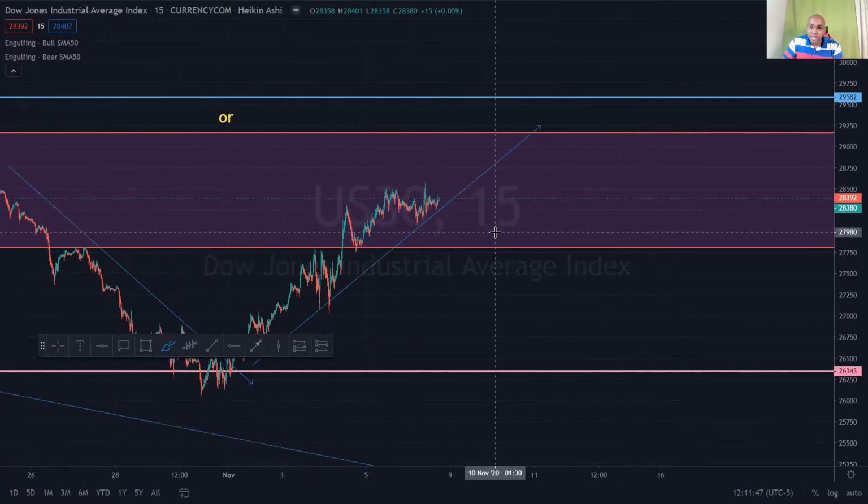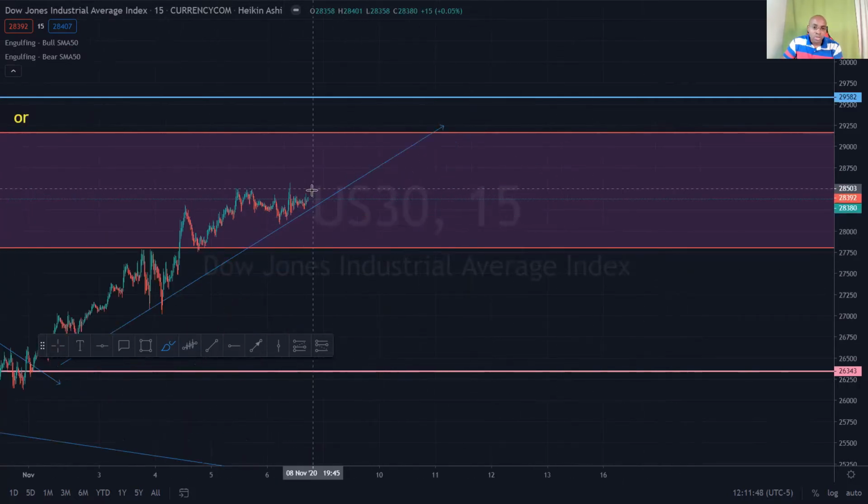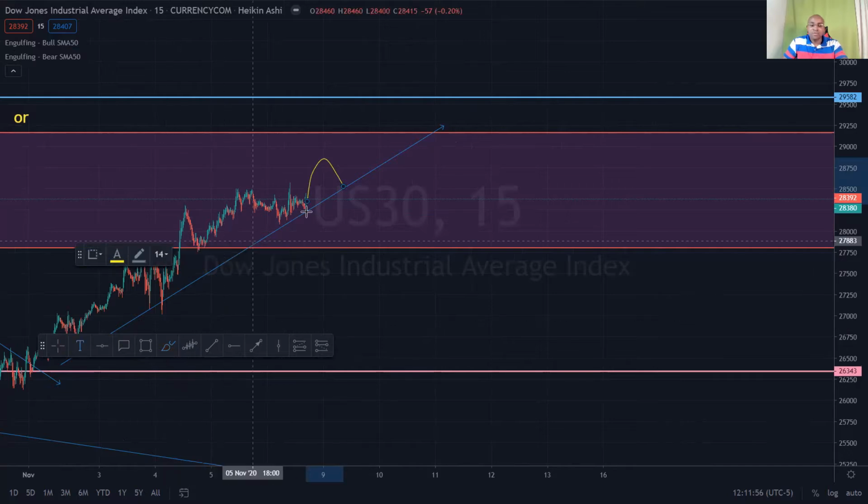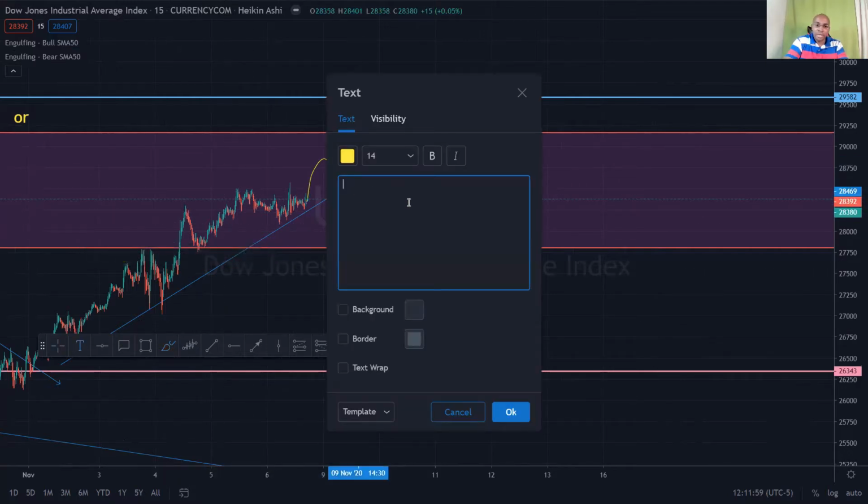So we have a trend line right here. All you've got to do is wait for it to break, retest, create a higher low, then you go in for your buy in this option right here. So we need to see a higher low.